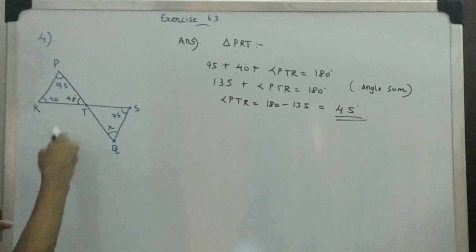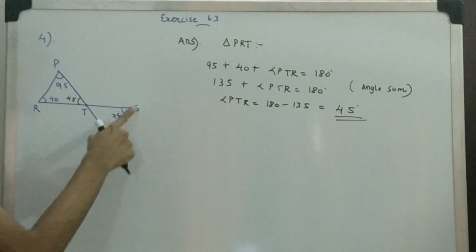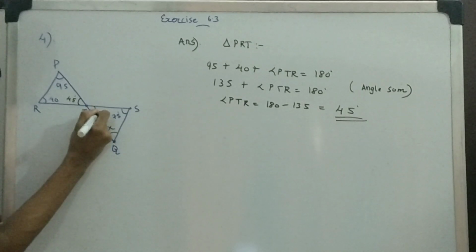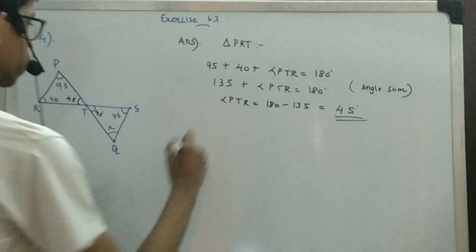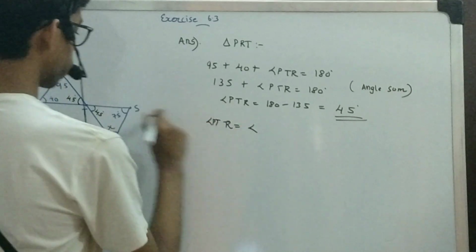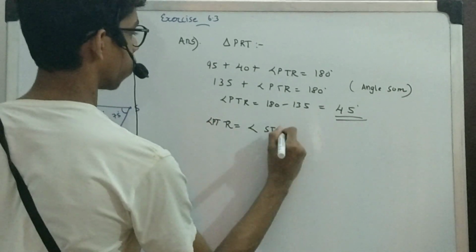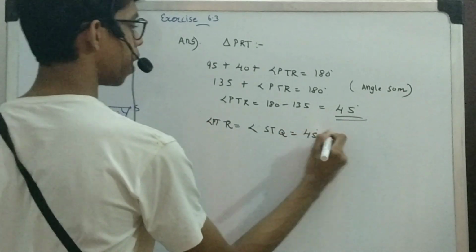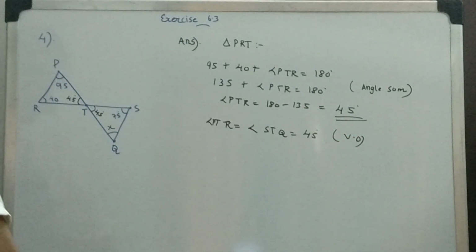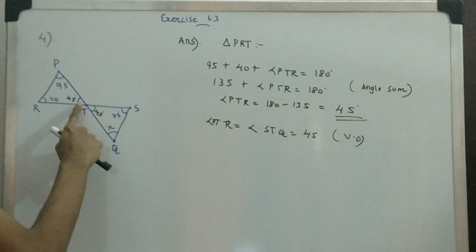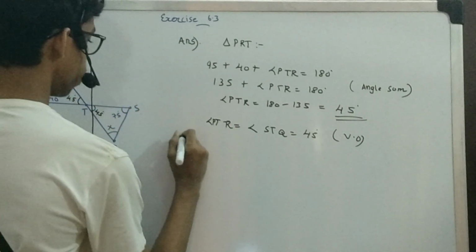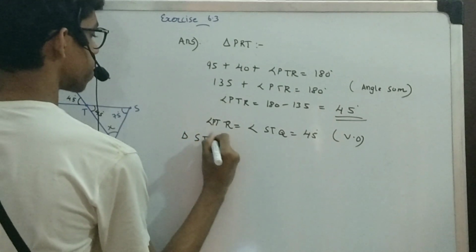Okay. Now if you see over here, this angle PTR and this angle STQ, aren't they equal? Yes, because they are vertically opposite angles. So you can write angle PTR is equal to angle STQ is equal to 45 degree because they are vertically opposite angles. Okay. So now let us consider the second triangle over here, that is triangle STQ.